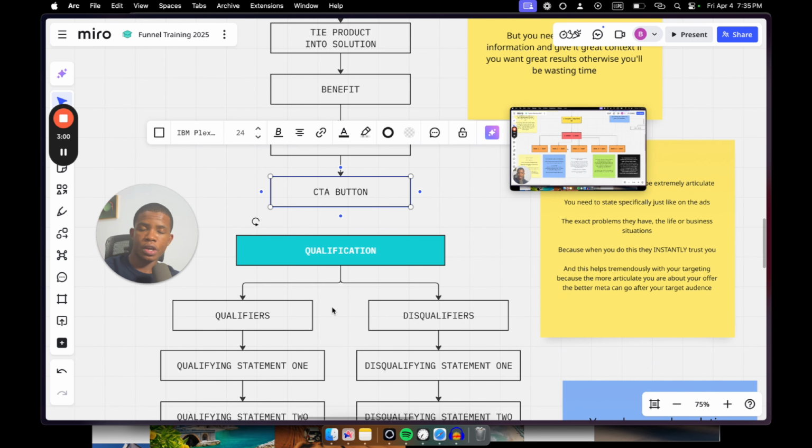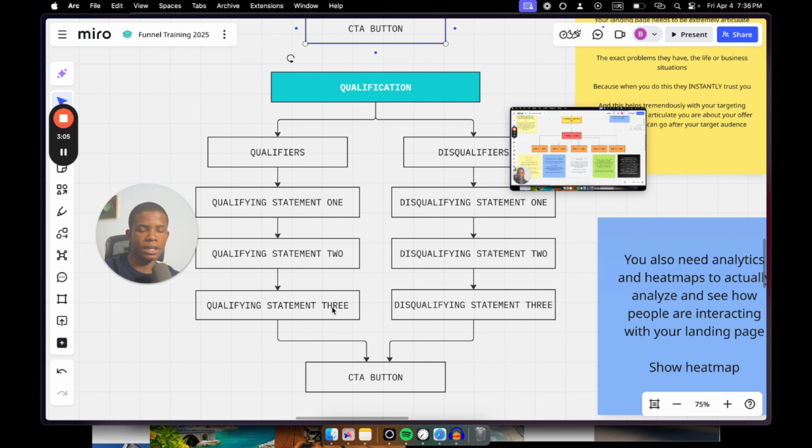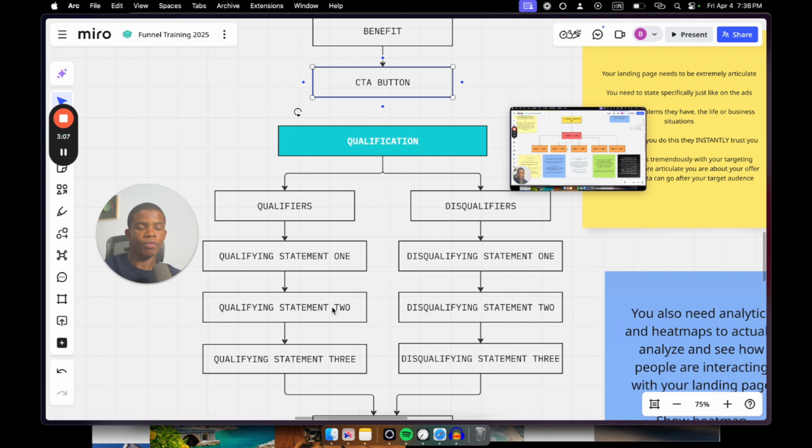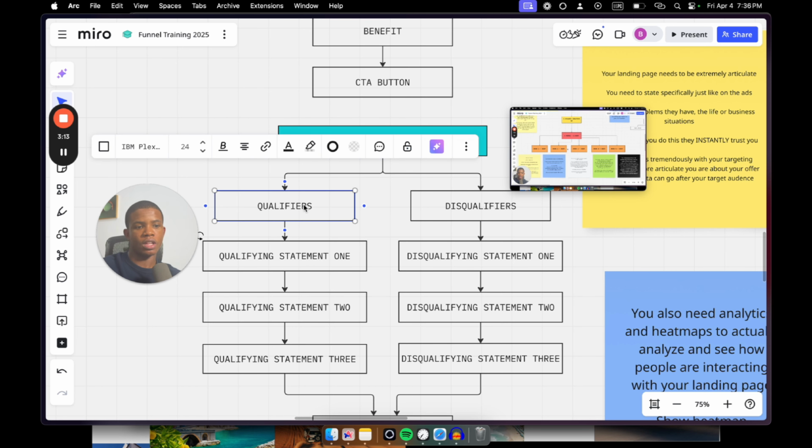And then for the qualification, I see a lot of people miss out on this. They don't add in qualifiers on their landing pages, and I guarantee you're not making as much money as you should be making because of qualifiers, because this is going to separate people. It's very simple how this works, right? You're telling people this is who this is for, and this is who this is not for, right?